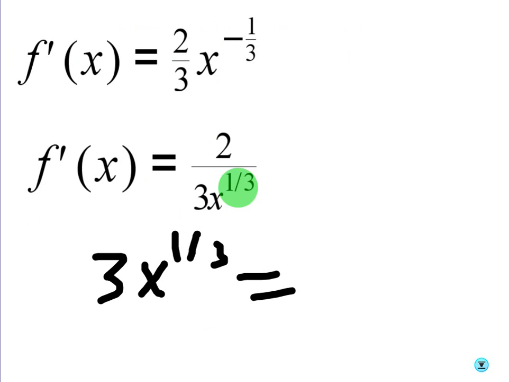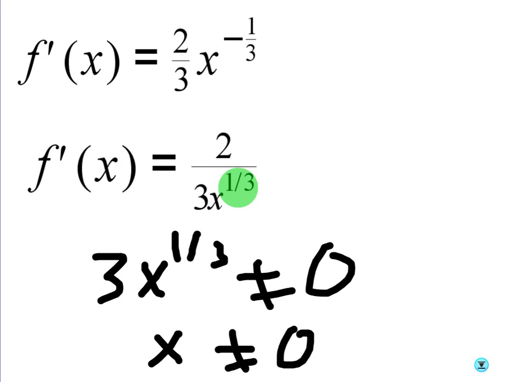3x to the 1/3 can't be equal to 0. What do you think x would be in order for it to be equal to 0? Yes, 0. If you divide both sides by 3 and take the cube root, you still just get 0 back, right? So x can't be equal to 0.